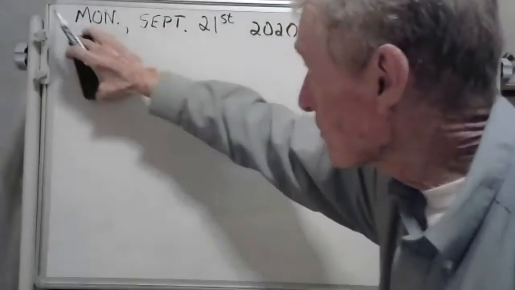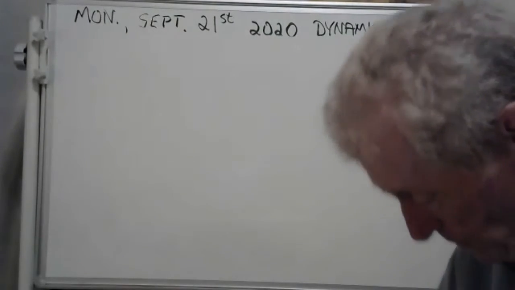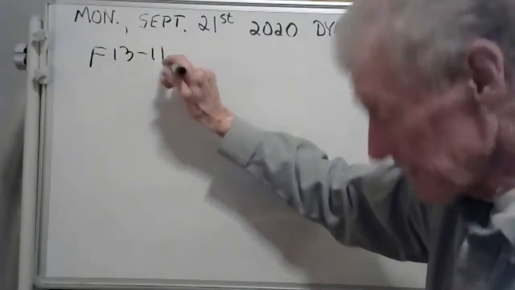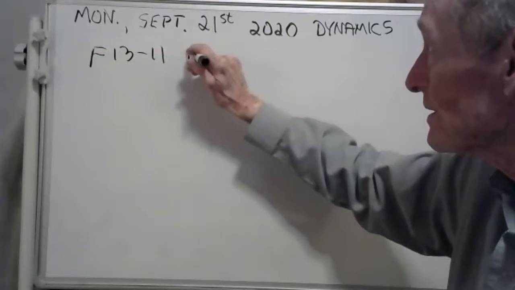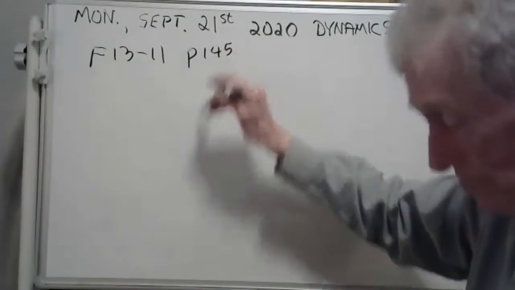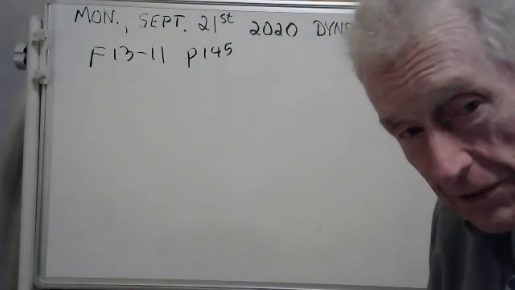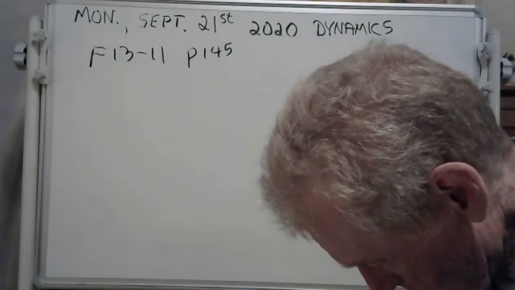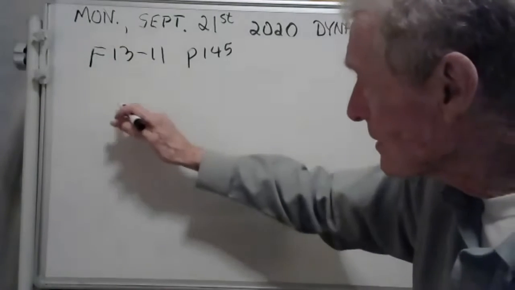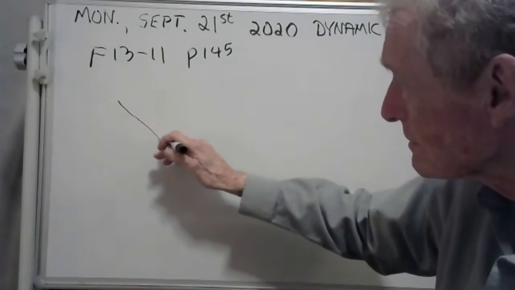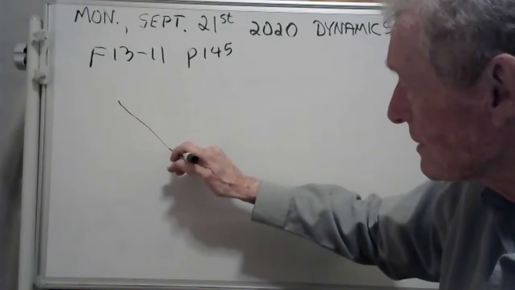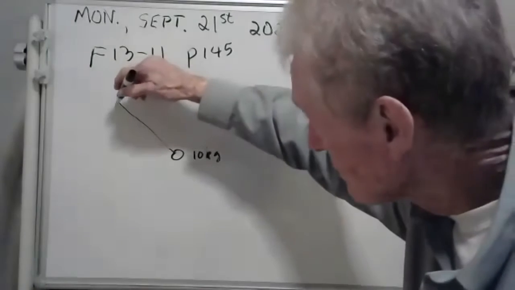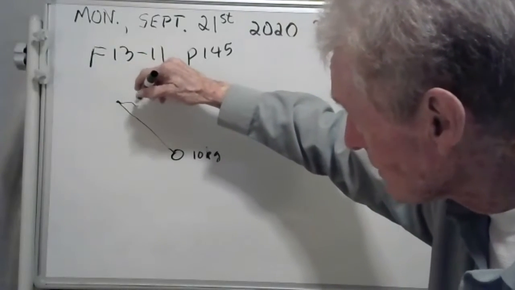And we're going to start with problem F1311, and it's on page 145. And you know the drill. You draw a free body diagram. Okay, here goes. We're going to draw a free body diagram. It says there, a 10 kilogram ball. It's at 45 degrees. 10 kilogram. It's hanging by a string there.